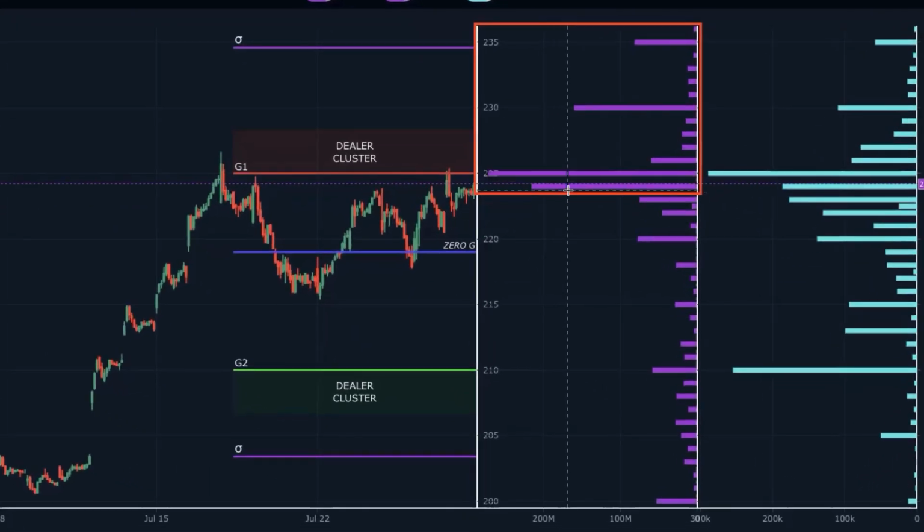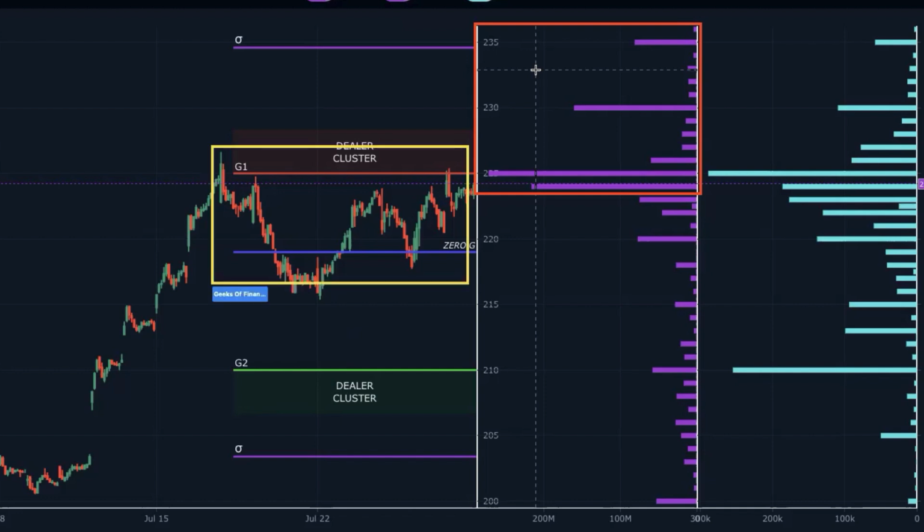These purple bars here are our gamma exposure levels, and we can see there's large gamma exposure concentration at the 224, 225, 230, and 235 strikes, signifying that market participants are bullish. And the temporary consolidation that we've been seeing over the past few days could be leading to a breakout into these higher strike prices in the coming weeks.